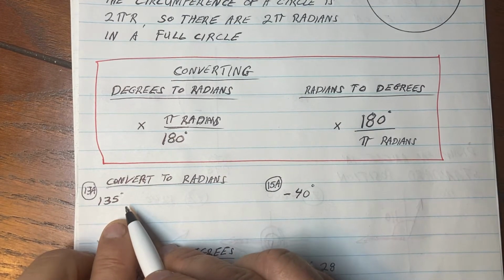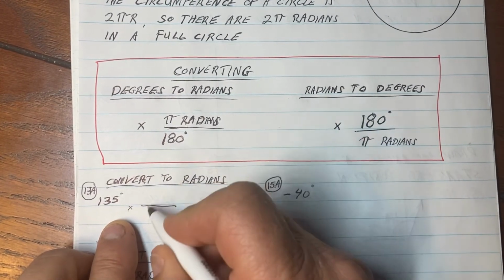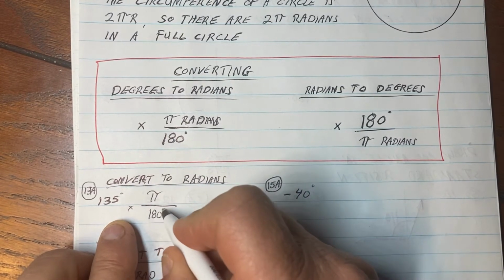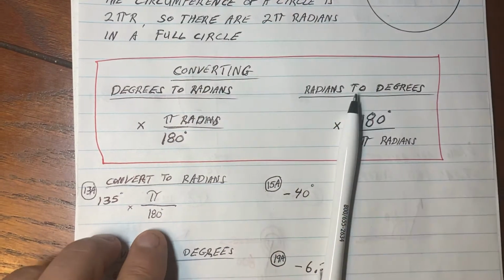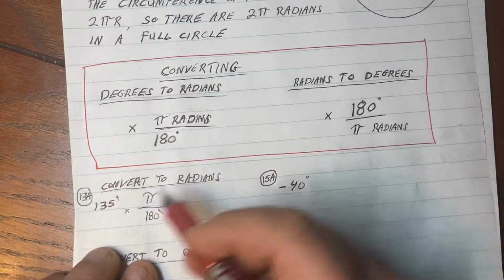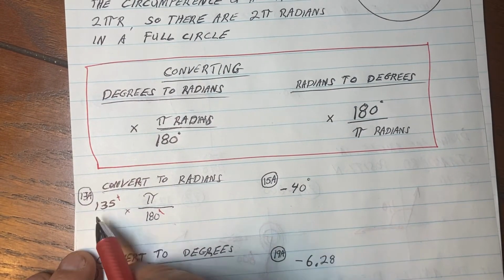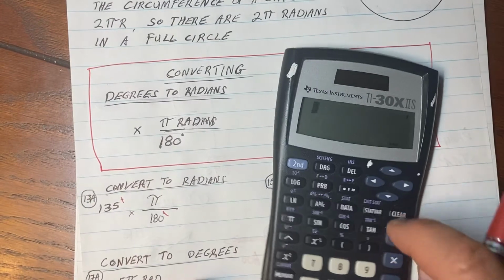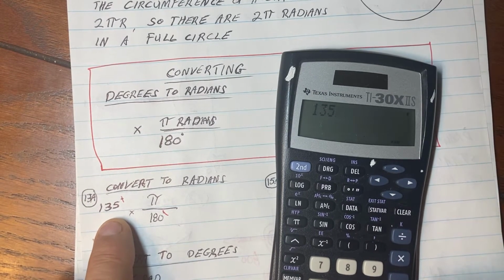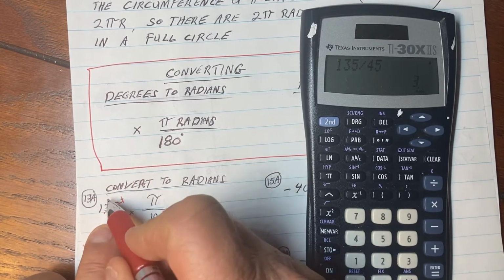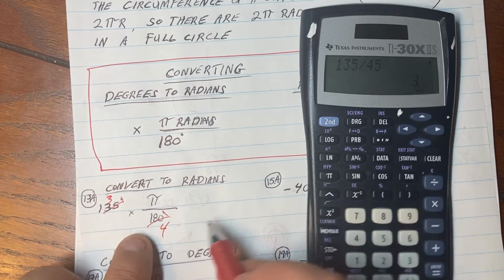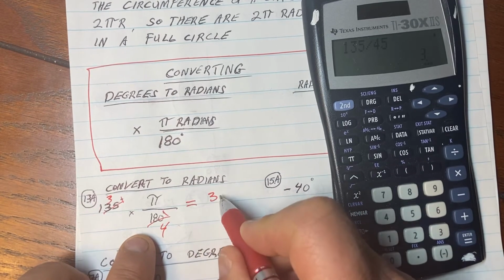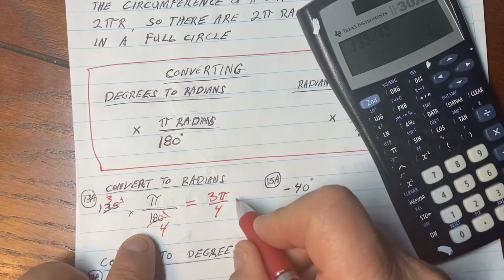How do you do this? How do you convert it to radians? You multiply it by pi over 180. 180 is in degrees. This degree symbol and that degree symbol cancel. 5 goes into both of these. 45 goes into all. 135 divided by 45. 45 goes into that 3 times. 45 goes into that 4 times. And nothing else. So your answer is 3 pi over 4 radians.